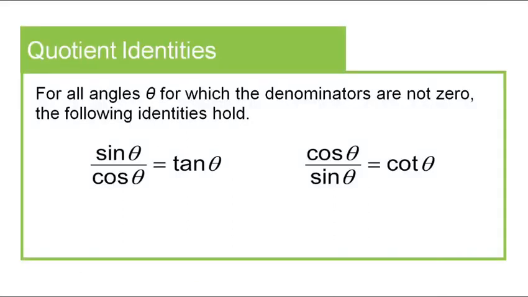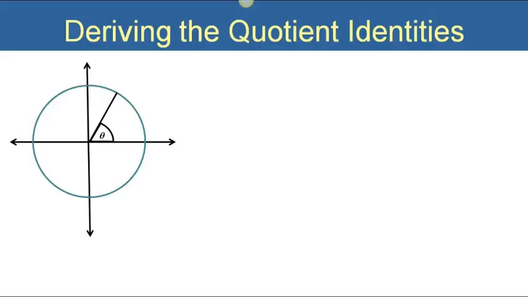Here are our quotient identities, and we've seen these before. For all angles theta for which the denominators are not 0, the following identities hold. Sine divided by cosine equals tangent, and cosine divided by sine equals cotangent. So let's see why these two identities came about.